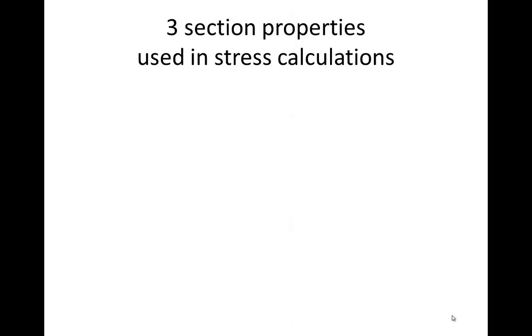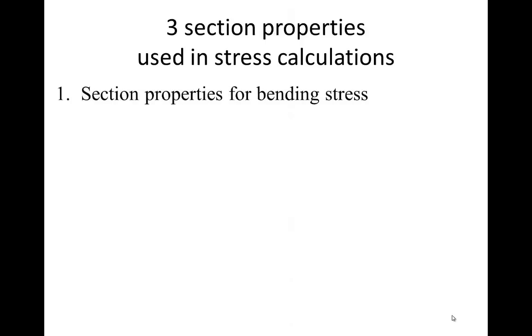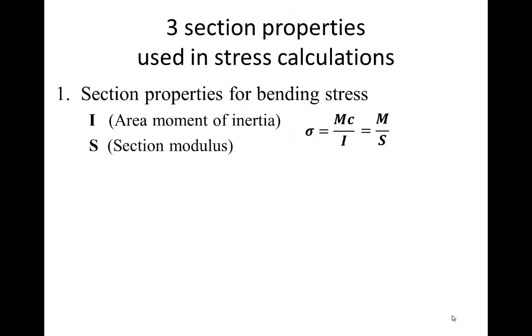This video will review the three common section properties used in stress calculations. You used these in ME 202 Strength of Materials, so this should just be a review for you. First, I will discuss the section properties used when calculating bending stress. Bending stress is calculated using the equation Mc over I, or M over S. The letter I is used to refer to the area moment of inertia, and S refers to the section modulus.